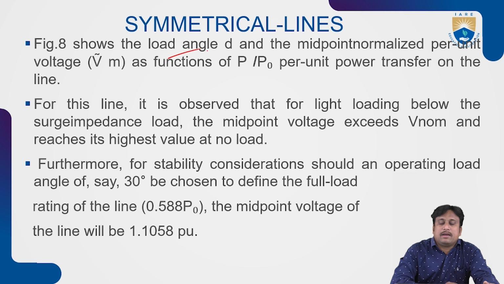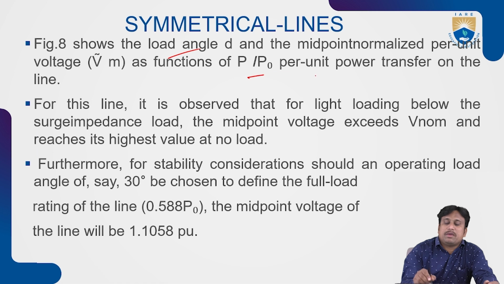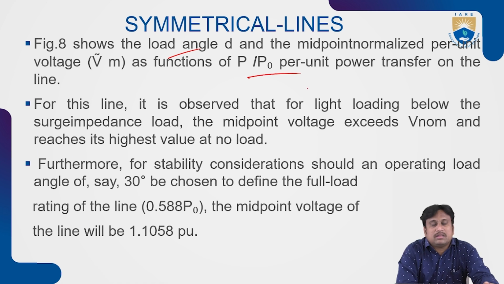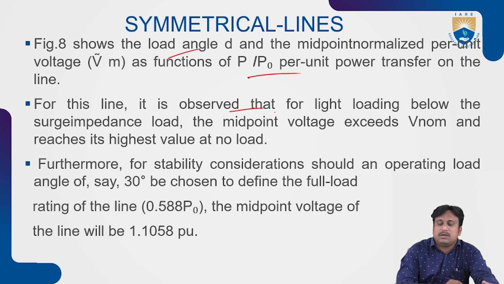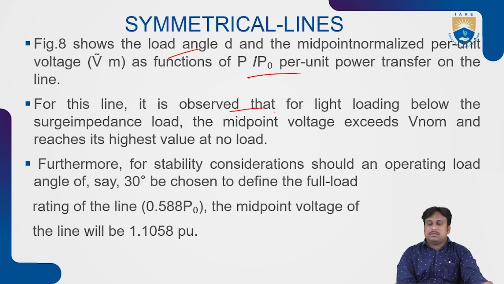So in this diagram, the load angle and the midpoint normalized per unit voltage as a function of P by P naught per unit transfer on the line is going to be treated. Because of this line, it is observed that for light loading conditions below the surge impedance load case, the midpoint voltage exceeds nominal voltage to reach the highest value at no load condition.